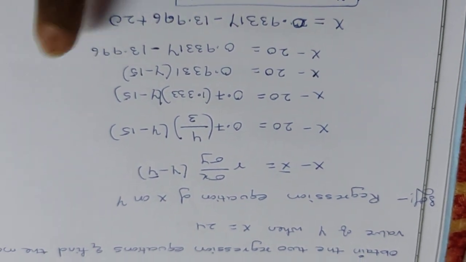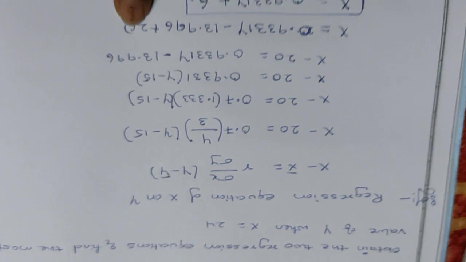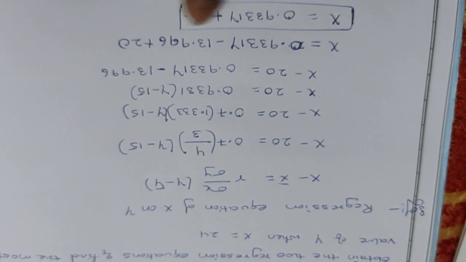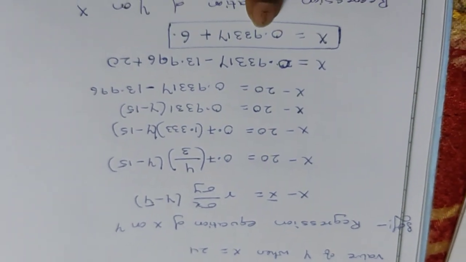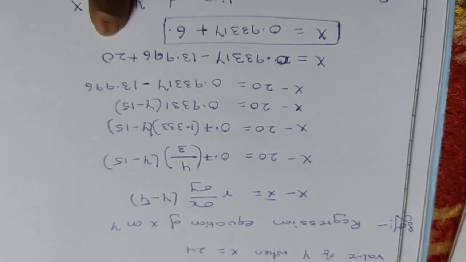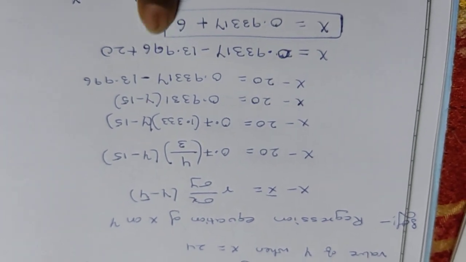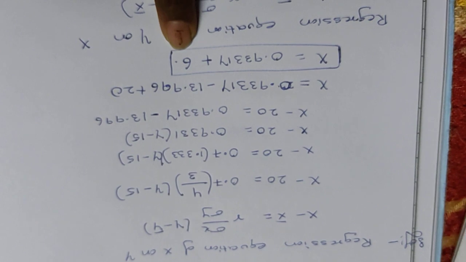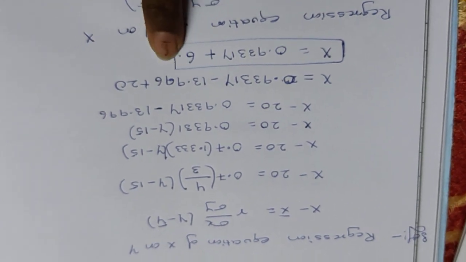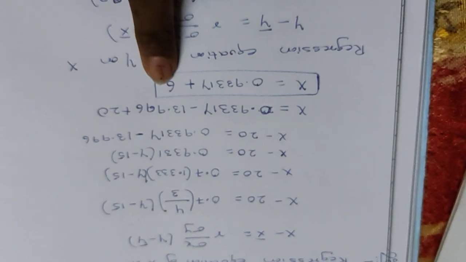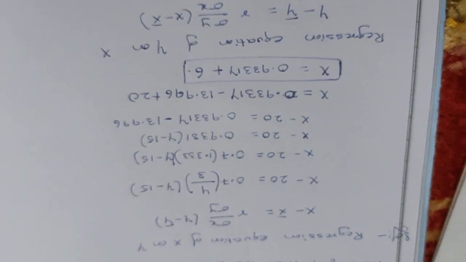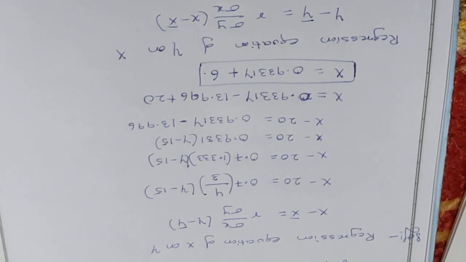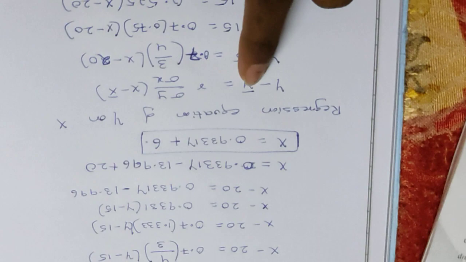Next, x is equal to 0.9331y minus 13.966. This minus 20 I have brought to this side, so it will become plus 20. After that, x is equal to 0.9331y plus 20 minus 13.966. How much did you get here? 6 marks. 20 minus 13.966. If you are getting any difference in the decimal point, it doesn't matter, but the main answer should be there. Okay.